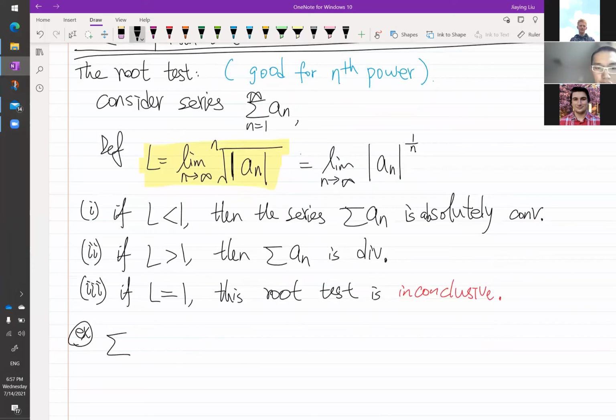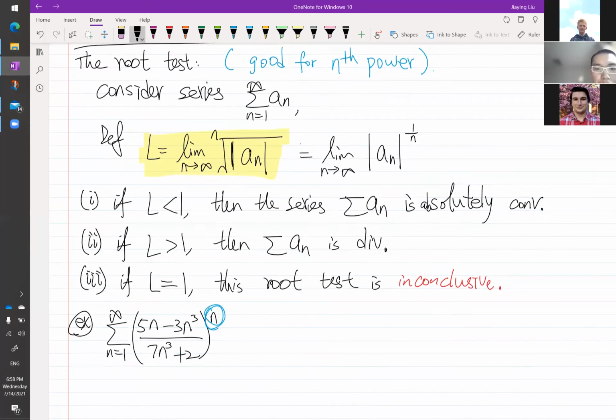So suppose we have the series from 1 to infinity of (5n minus 3n cubed divided by 7n cubed plus 2) raised to the nth power. So this is what I said in the blue there. This is good for nth power. If you have an nth power of that expression, you're adding them together, this is very useful to apply the root test. So we want to know, is this convergent or divergent?